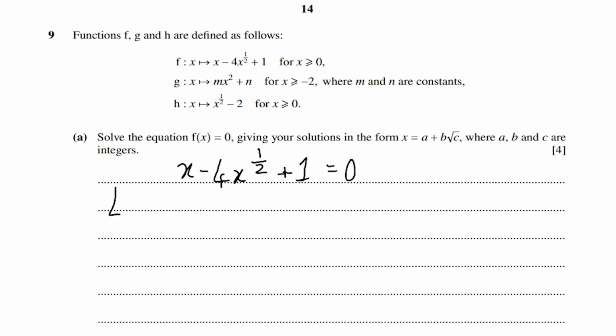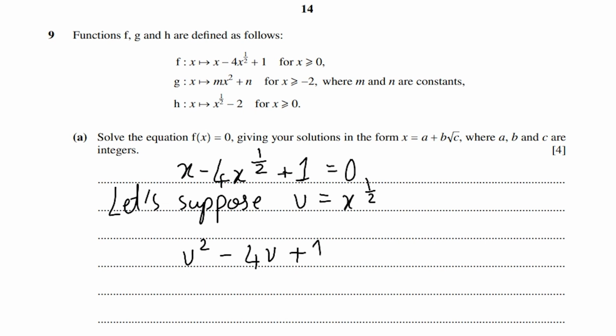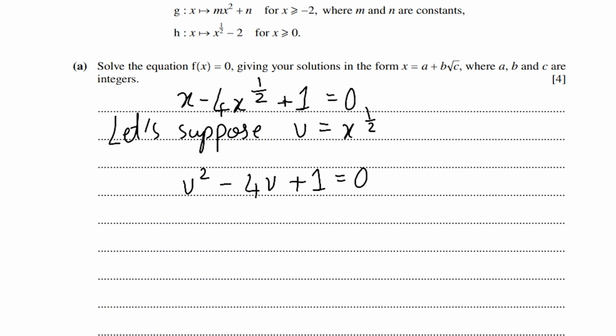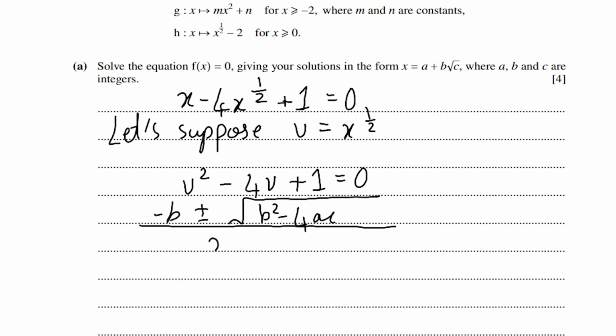Okay, so let's suppose a random variable, where we can take any variable. In this case we are taking u. Let's suppose u is equal to x^(1/2). This means that x is equal to u squared, and then we have u squared minus 4u plus 1 equal to 0. Now we can solve this for u using the quadratic formula. The quadratic formula is x = (−b ± √(b² − 4ac)) / 2a. So, writing the quadratic formula down: −b ± √(b² − 4ac) over 2a.